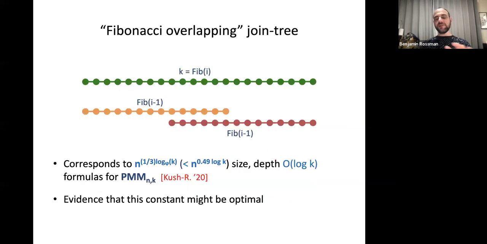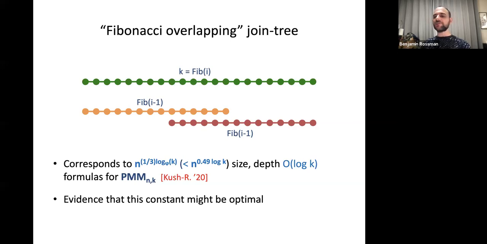And sort of in between these two kinds of join trees, we have another recursive scheme called a Fibonacci overlapping. So if we have a path whose length is the ith Fibonacci number, we can obtain it as a union of two paths whose lengths are the (i-1)th Fibonacci number, all the way down. And interestingly, this turns out to give formulas of depth order log k and size n to the 1/3 log base golden ratio of k, which turns out to be something slightly less than n to the 1/2 log k. And there's some empirical evidence that this might be the optimal constant.